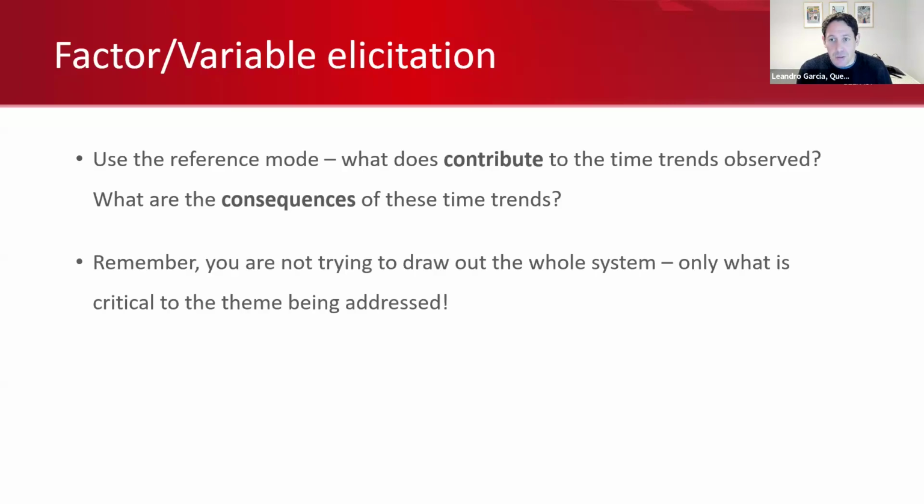Two key things here: always try to remember that we're not trying to draw the whole system. It's very easy at this point to have a very long list of contributors and a very long list of consequences, because we just keep adding things, thinking that everything might be important and have its relevance. But we need to be careful and always consider that we don't want to draw the whole system, but only what is critical to the theme being addressed.